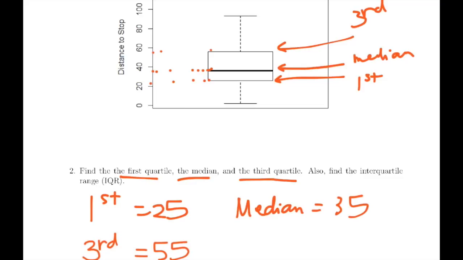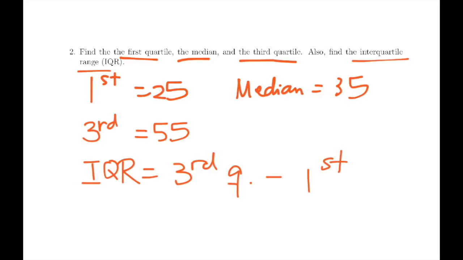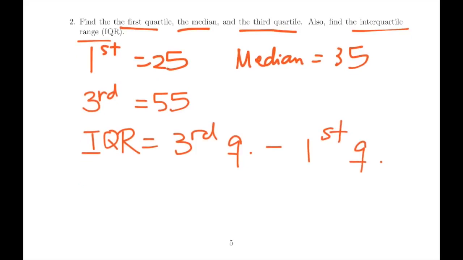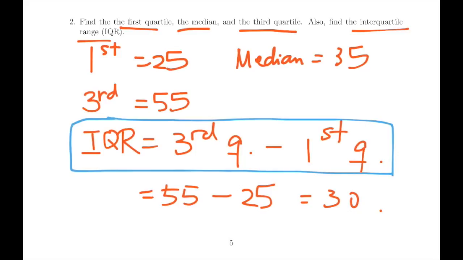And then we want to find the interquartile range, that is IQR. So remember the formula: the IQR, the interquartile range, is given by the third quartile minus the first quartile. If we plug in the numbers, we have 55, that is the third quartile, minus 25, that is the first quartile. The difference is 30. Okay? So in this case, the interquartile range is equal to 30. And the formula for the IQR is another formula you're going to use for the midterm.